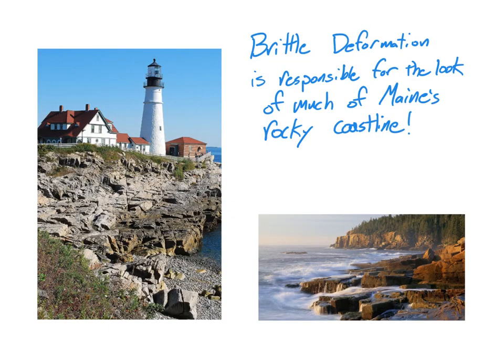So we can thank brittle deformation for much of the look of Maine's rocky coastline, because all these little cracks in these rocks, these are called joints. These are all made from when these rocks are put under stress in plate tectonics and mountain building events. And now, when these rocks break apart on the coastline to give us this look, these break along specific angles associated with that stress brittly. And you can see it over here as well.